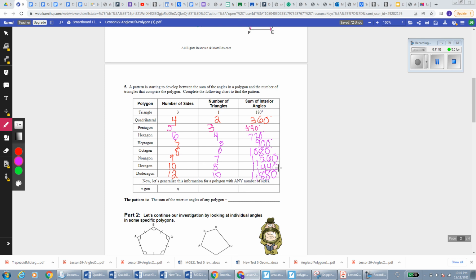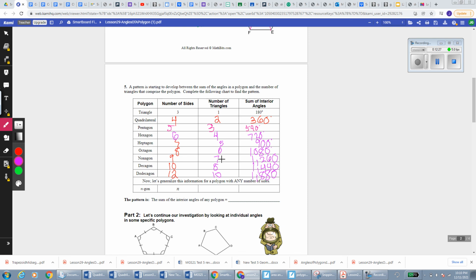So now let's generalize this information for a polygon with any number of sides, because we don't want to have to remember what the sum of the angles are for every single polygon. So let's make a general formula. That way, if we know how many sides the polygon has, we can easily find what the sum of the angles of that polygon is. So let's say it has an n number of sides. I don't know what number of sides it is. Let's say it's n. It could represent any number of sides.